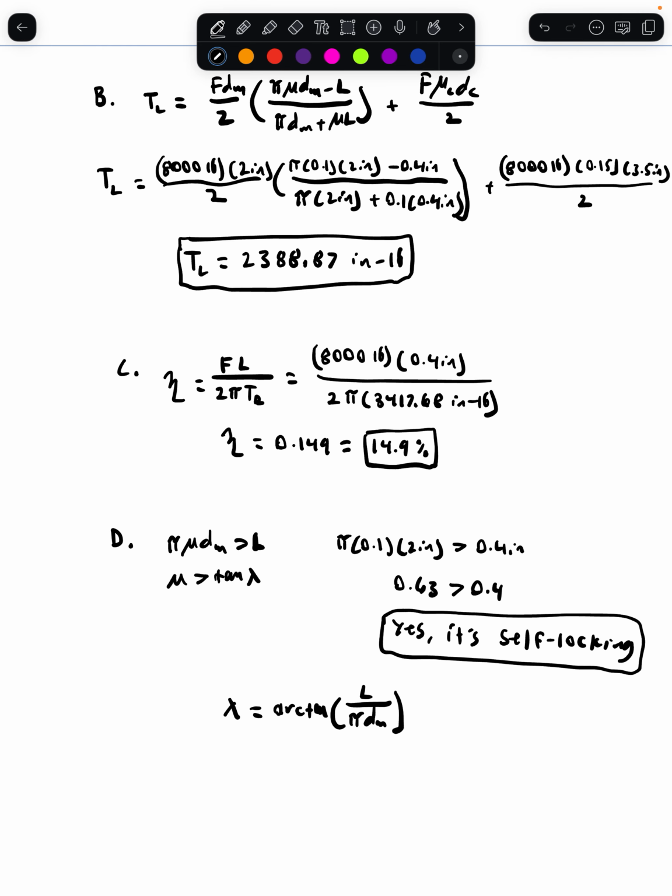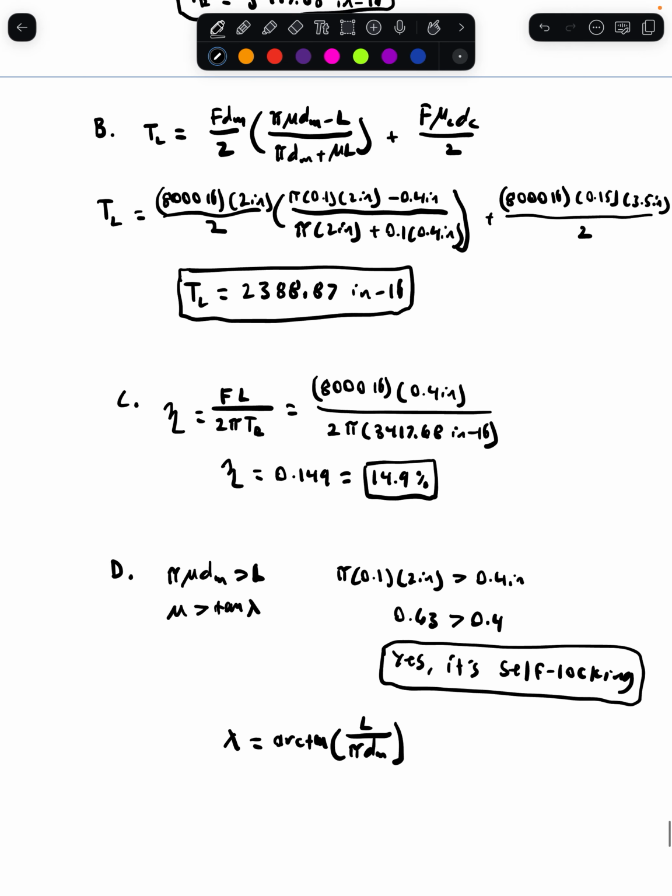But yeah, these shouldn't be too bad on the test. It will generally give you almost all the information you'll need, and you just kind of plug and chug. But yeah, I hope this helps.